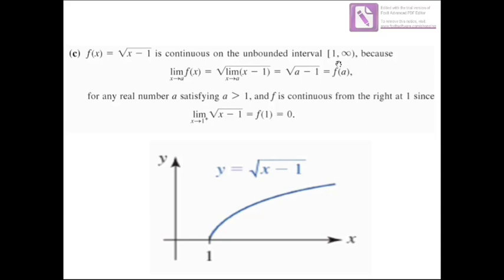And because we take the closed interval, we need to check if the limit of f when x approaches 1 from the right is equal to f(1). Here we have this graph, the limit when x approaches 1 from the right is equal to 0. And f(1) is equal to 0, so they are equal. We conclude this function is continuous on the closed interval 1 to infinity.